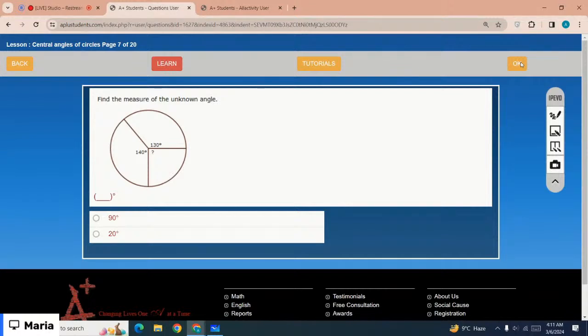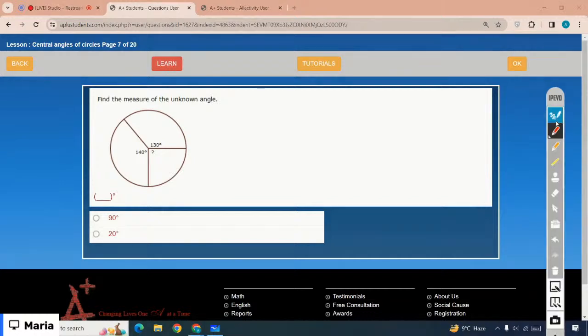Measure of the unknown angle means you have to find the missing angle. Find the measure of the unknown angle. That means you need to find how much the missing angle is, right? So you are given two of them, 130 and 140, and you have to find how much the missing angle is.